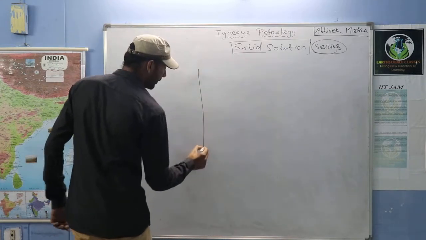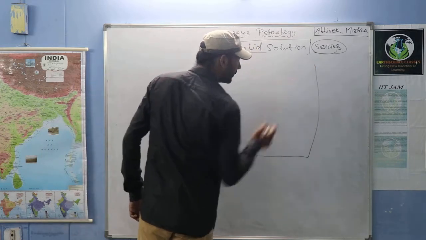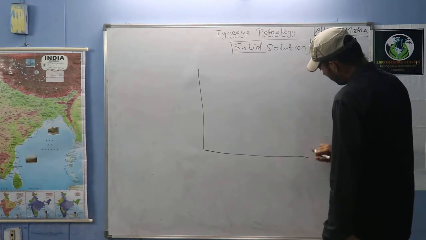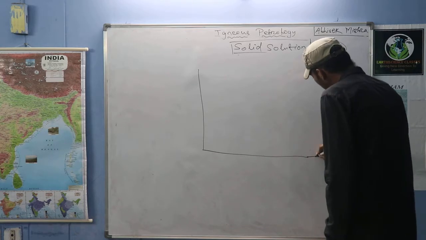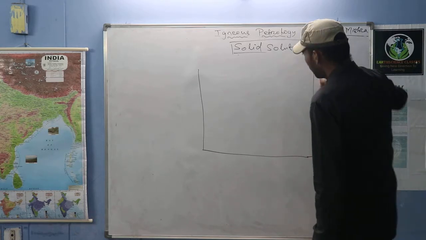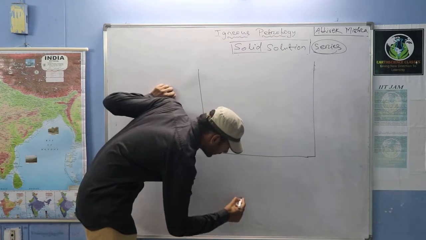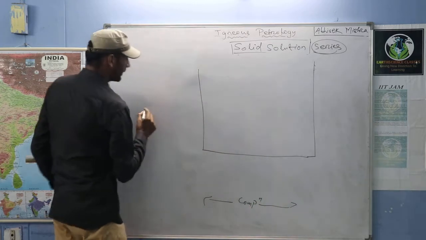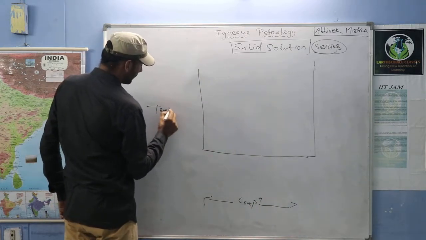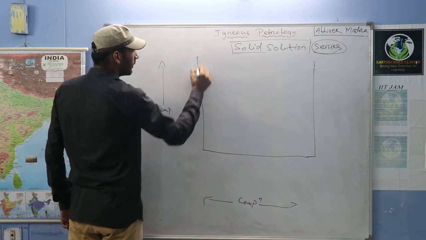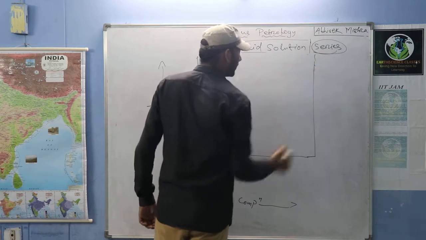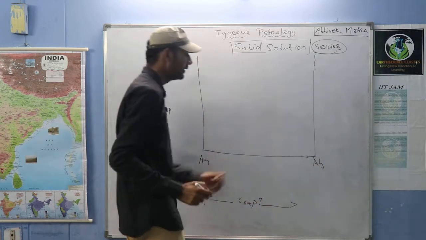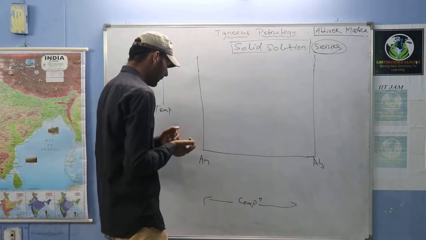So let's see. As I have told, in the x-axis what are we taking? In the x-axis we are taking composition and in the y-axis we are taking temperature. Right? Here we are taking composition and here we are taking temperature. Okay, let's say anorthite and albite. These are the two end members. I am taking the example of plagioclase.